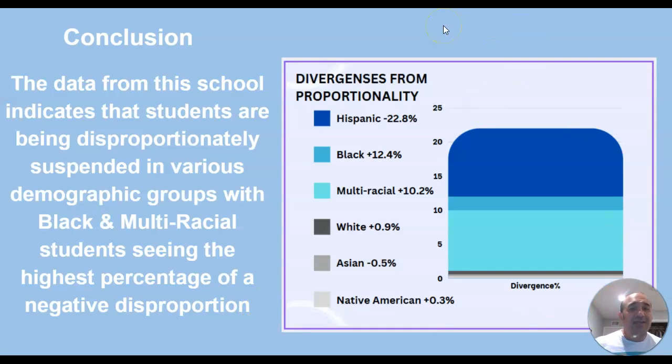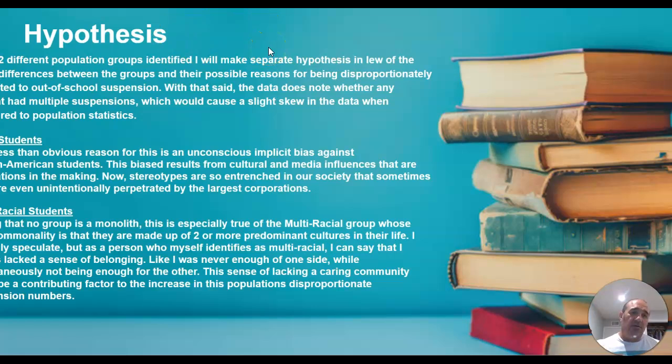So in conclusion, the data from the school indicates that students are being disproportionately suspended in various demographic groups, with Black and multiracial students seeing the highest percentage of negative disproportion. The 2 different population groups identified, I will make separate hypotheses in lieu of the differences between the groups and their possible reasons for being disproportionately prone to get out of school suspensions. So with that said, the data does not note whether any student had multiple suspensions, which would cause a slight skew in the data when compared to population statistics.